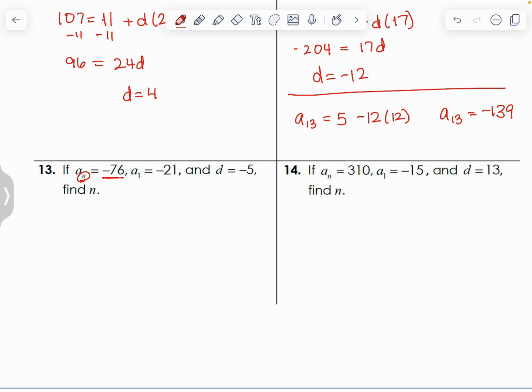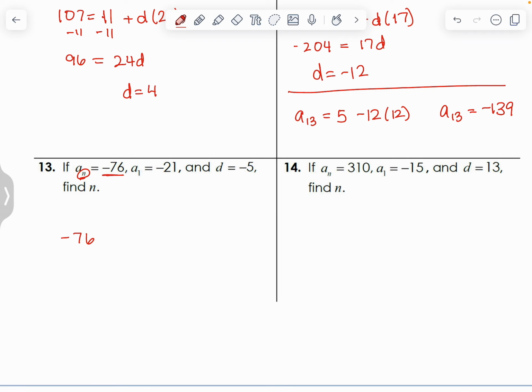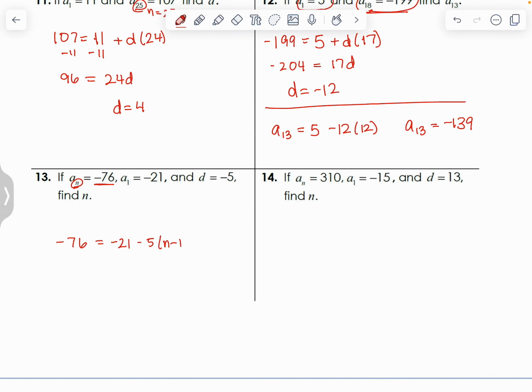Number 13 asks us to find out which term. So n is your variable now. I'm going to put in the other information. I know that the outcome is negative 76. I don't know how I got there or how many steps it took me to get there, but it is negative 76. When you start at negative 21 and you have a minus 5, and then this is your n minus 1. And you want to keep it n minus 1 in this case, whereas the other ones we kind of did the subtraction. I just don't know what my n is.